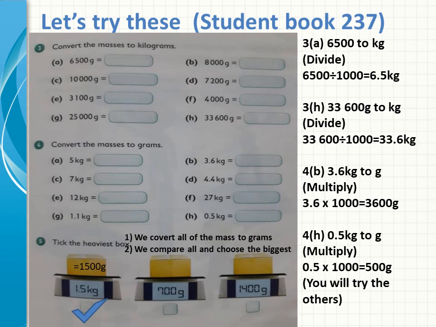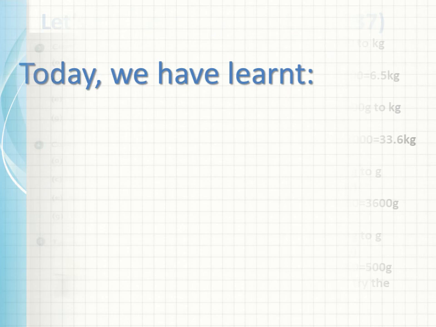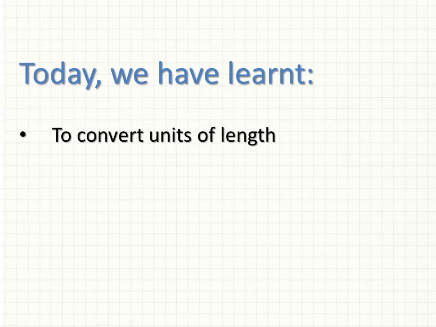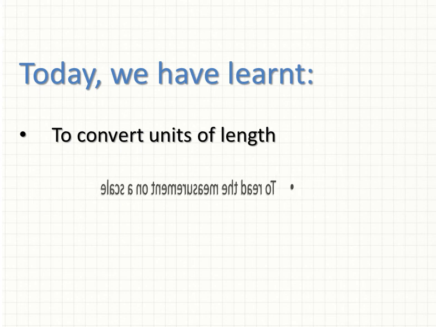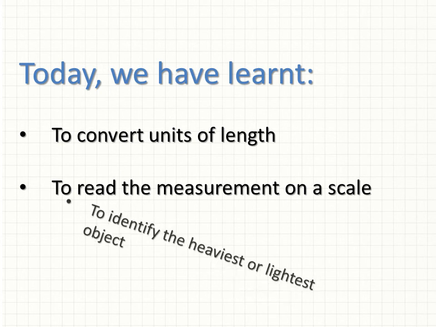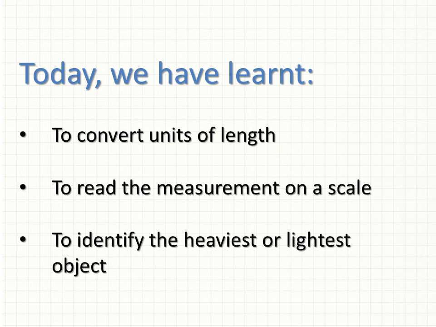Now, let's see what we have learned today. Today, we have learned to convert units very easy. Also, we learned to read the measurements on a scale. And the last thing is we learned to identify the heaviest or the lightest object by converting all the units to the same units. That's the one we did with the box. We had to change kilogram to gram to know the heaviest one.